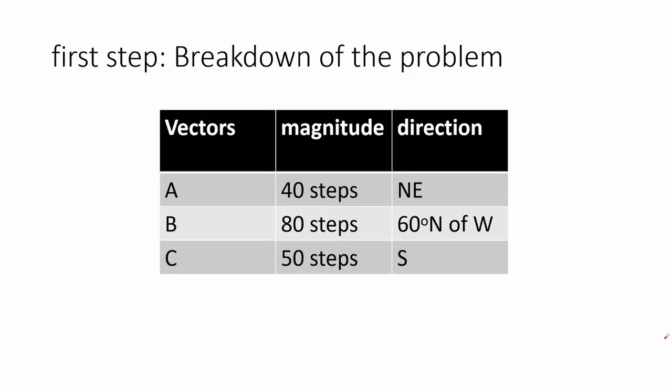First step is to break down the problem. We identified three directions based on the problem which we will assign vectors A, B and C. Vector A has a magnitude of 40 steps and the direction is northeast. To say northeast simply means the angle is 45 degrees, and this is also true for orientations such as southeast or southwest. The second vector B has a magnitude of 80 steps 60 degrees north of west. So the angle is measured from west going to north. The last one is vector C, which has a magnitude of 50 steps going south. Let us draw this using the polygon or tail-to-tip method.